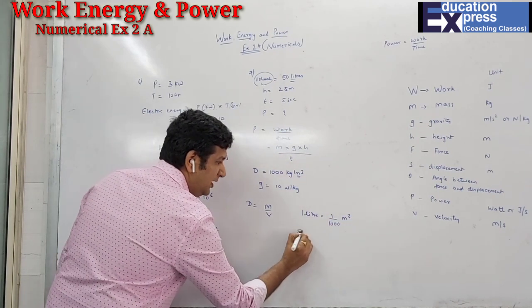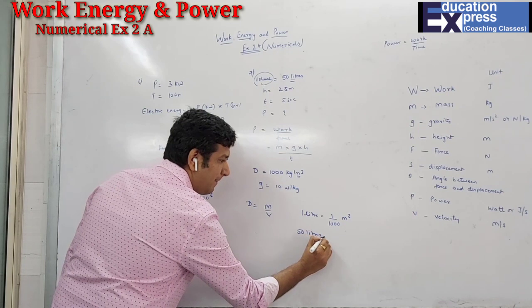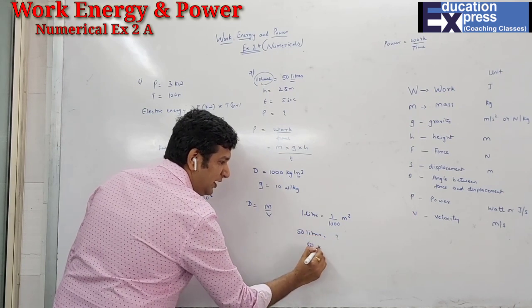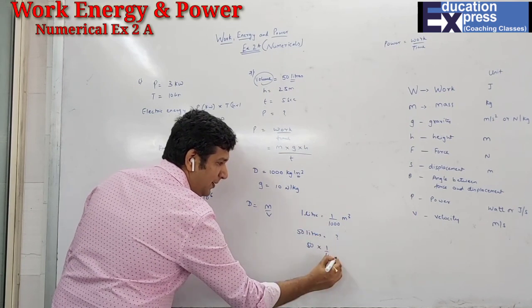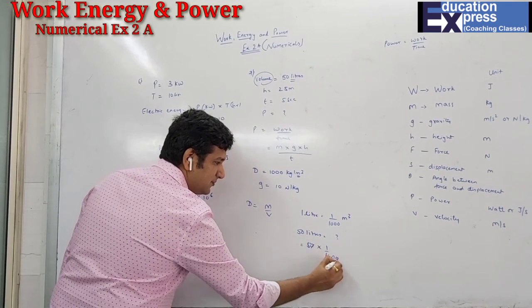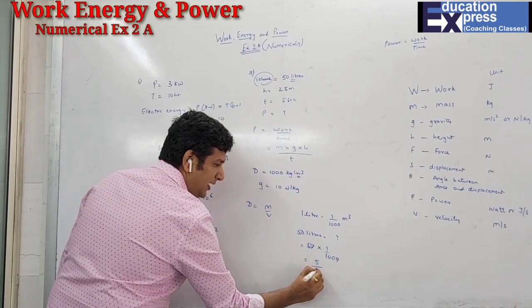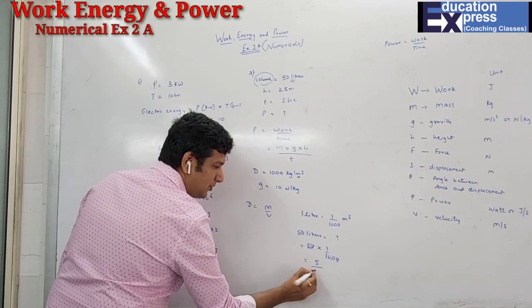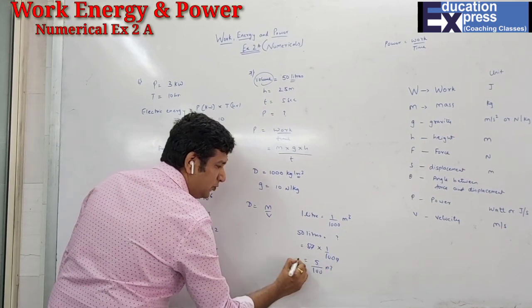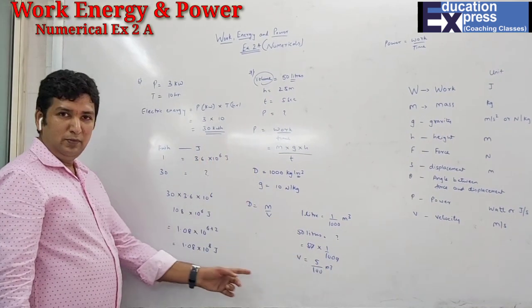So 50 liters will be how much? 50 into 1 upon 1000, cross multiply. Hence, you'll get the volume as 5 upon 100 meter cube. So now the volume is in meter cube.